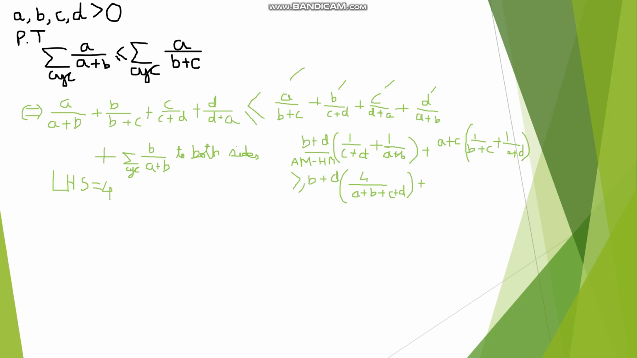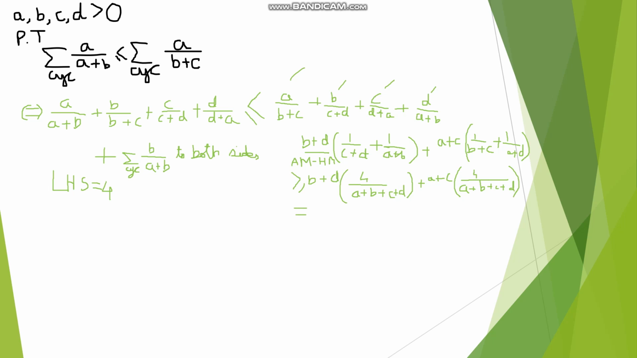Now adding with A plus C, then again 4 by, again this term, 4 by A plus B plus C plus D. This will come out to be equal to 4. You will check. I am telling you how. Plus D. Now take 4 by A plus B plus C plus D out as common, and A plus B plus C plus D will come in another bracket, and all the A plus B plus C plus D terms will cancel, and this will be equal to nothing but 4.